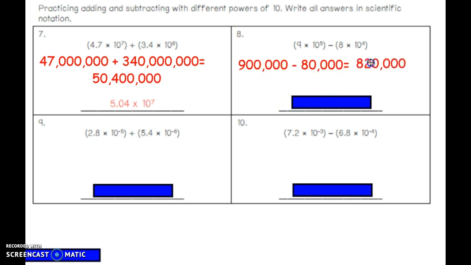820,000 needs to be written in scientific notation, so 8.2, and let's see, we've got 5 digits that we've moved over, so it's going to be times 10 to the 5.